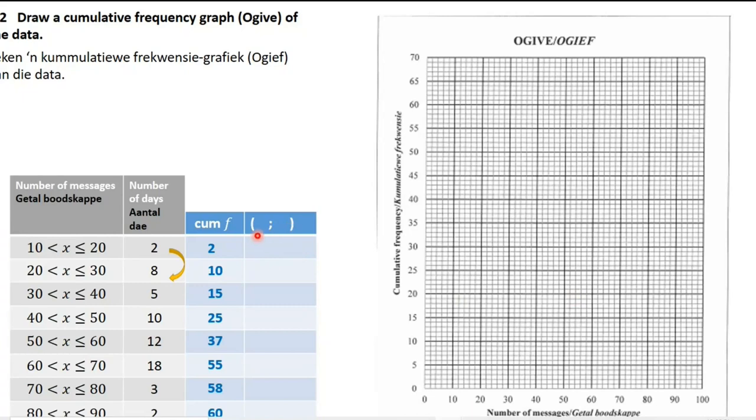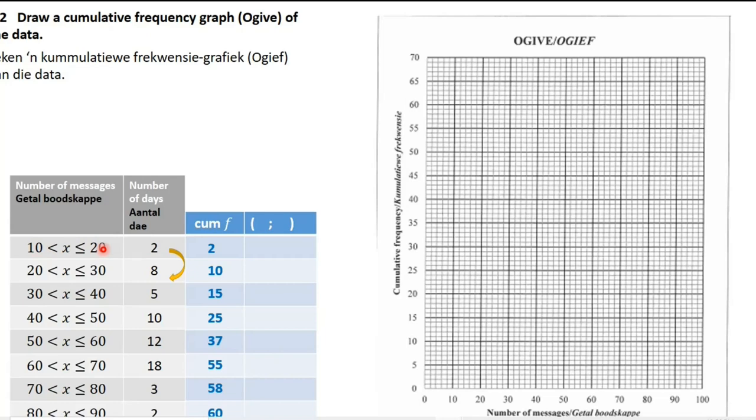So where does the 2 now go? Where does the 10 go? Well, the label says that the cumulative frequency must go on the vertical. That means the 2 and the 10 and the 15 and the 25, they all go on this side. But what goes on the horizontal? Do you use the 10? Do you use the 20? You can't guess. You have to know that.